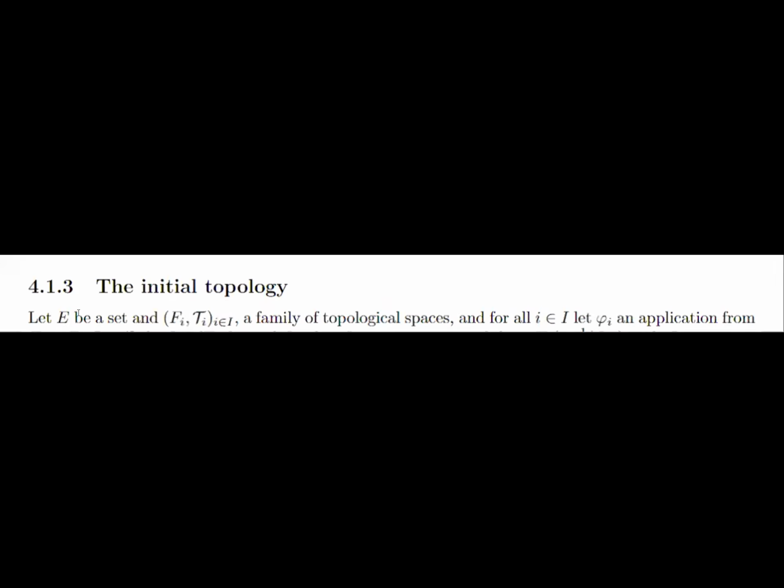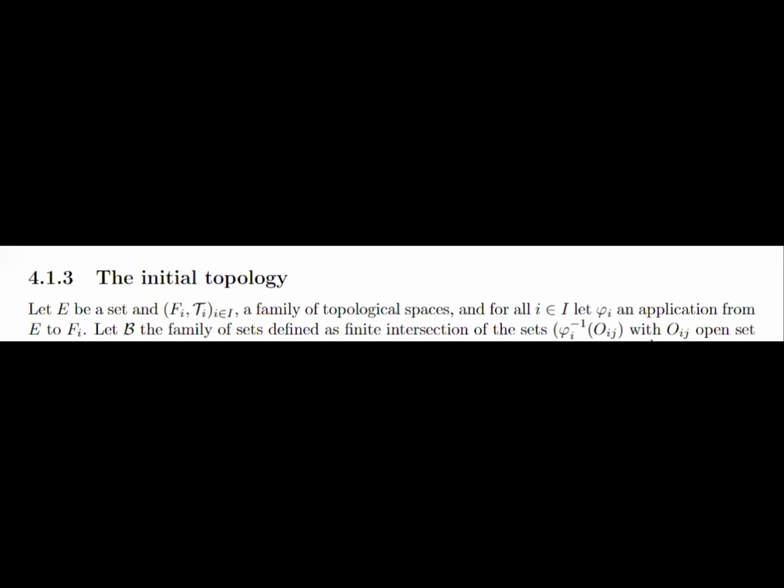So I'm going to read that and discuss that. So, what is the initial topology? You start with a set, and you also have a family of topological spaces. So you have a set E and a family of topological spaces Fi endowed with a topology tau i. And you assume that for all i, you have an application phi i from E into Fi.